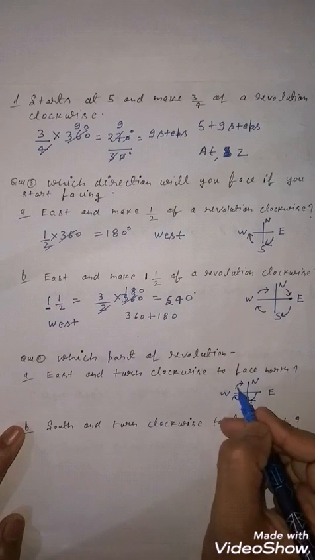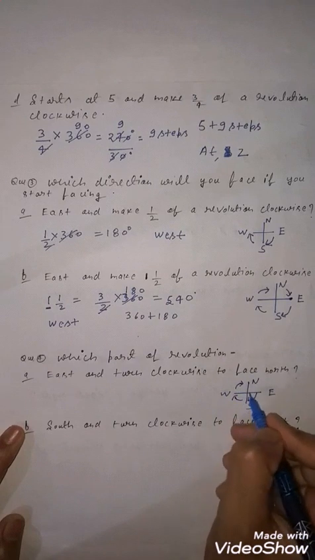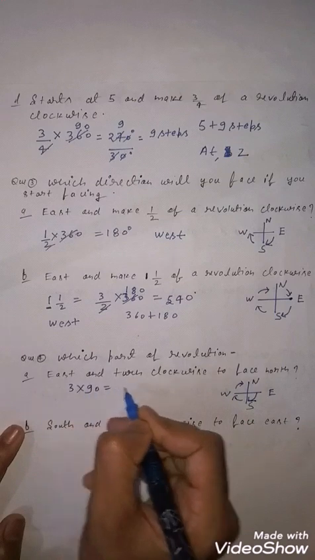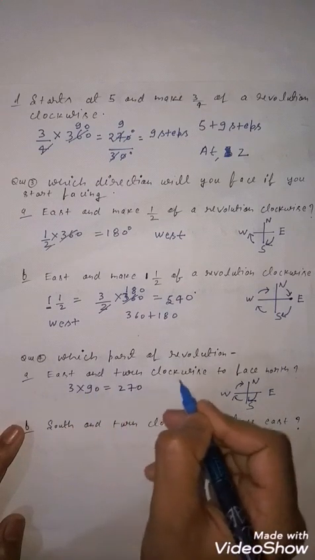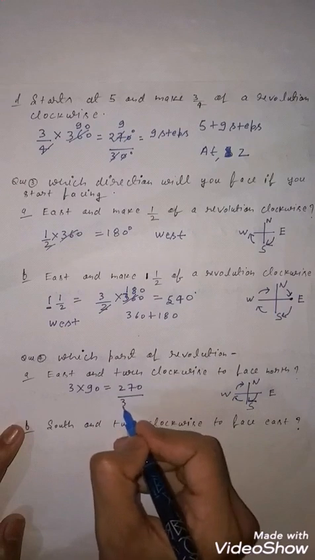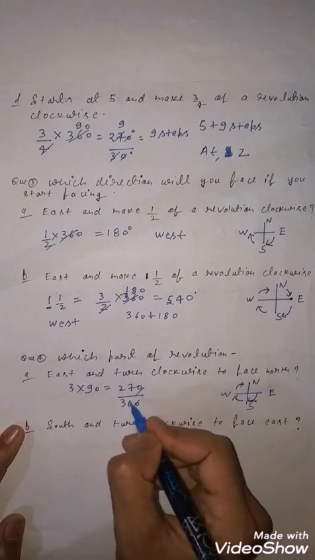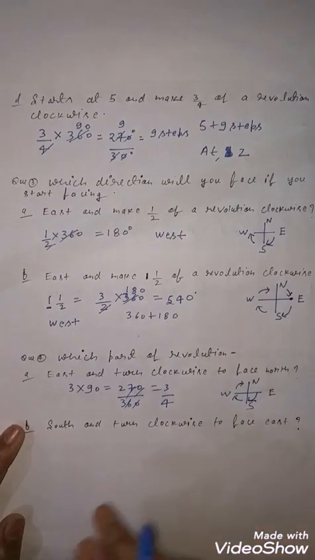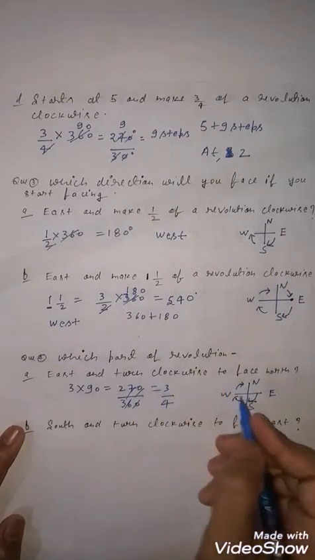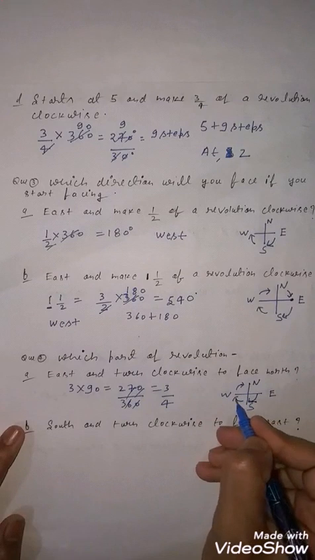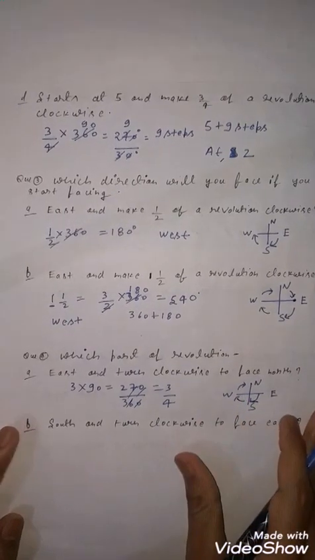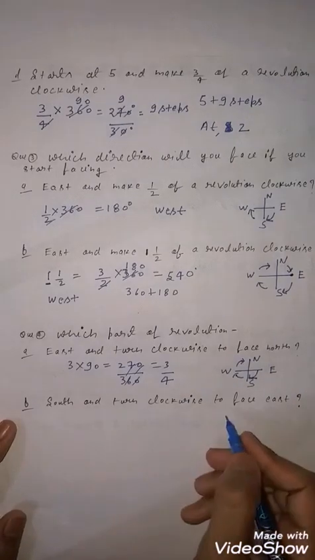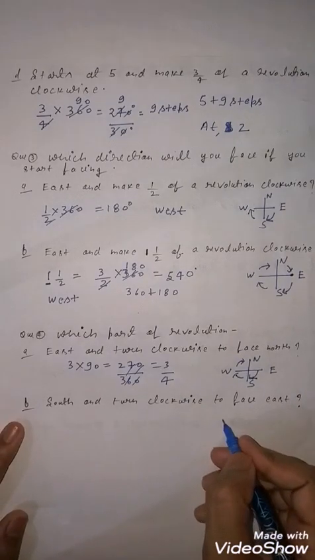90 then 90 then 90, that means 1, 2, 3, 3 multiplied by 90 degree, what will it come? 270. You have to find out the revolution, so you will divide it by 360. So this will come what? 9 3s are 27, 9 4s are 36. Clear students? East to south 90, south to west 90, west to north 90, and total 180 degree. Sorry, 270.